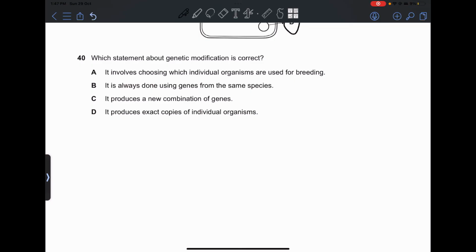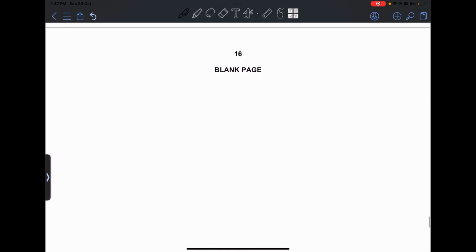C says it produces new combinations of genes. This is a correct answer. This is the whole purpose of genetic modification. So our answer is going to be C. This is the end of our exam and this was the last question.